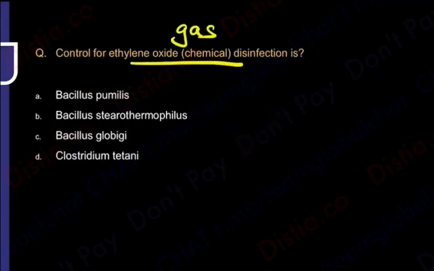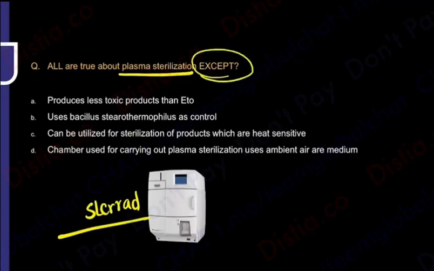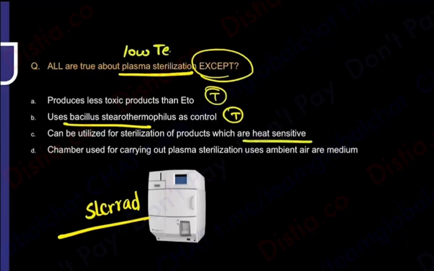Next one, control for ethylene oxide. Ethylene is a gas, G for G. What is it going to be? Bacillus globigii. Last question, what is this machine? Remember, plasma sterilization. This means this machine is a Sterrad. You have to tell me all are true except, let's start. Produces less toxic products like ETO? Yes. Does it use Bacillus stearothermophilus as control? Yes. Is it utilized for sterilization of products which are heat sensitive? Yes, because this sterilization is done at low temperature, correct?